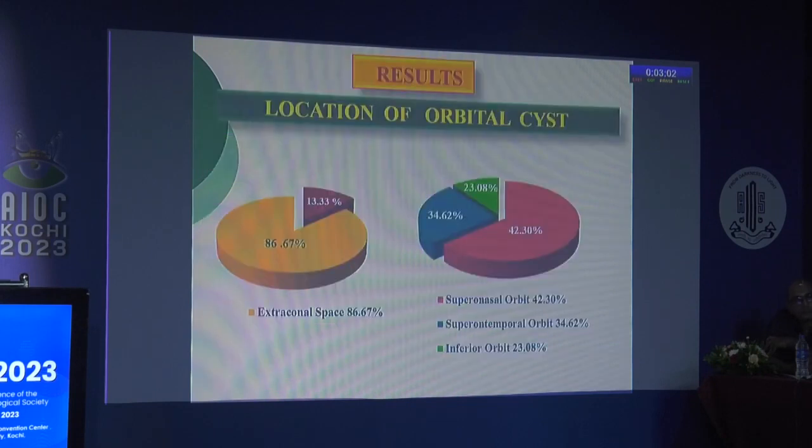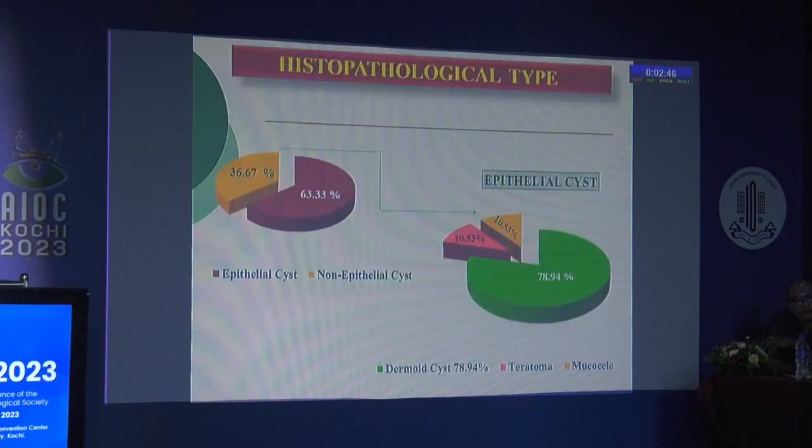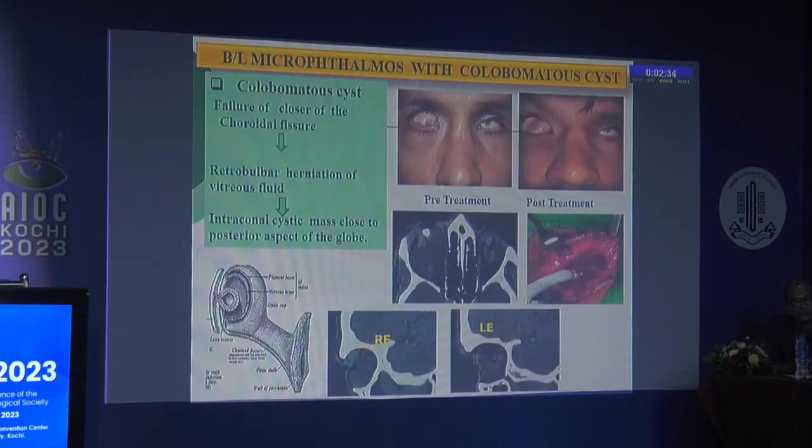Depending upon the location of the orbital cyst, the most common location was the extraconal space, accounting for 86.67%, and out of those cases, the superior nasal orbit was the most common location. According to the histopathological type, epithelial cysts were more common as compared to non-epithelial cysts, and among the epithelial cysts, dermoid cyst was the most common we found.